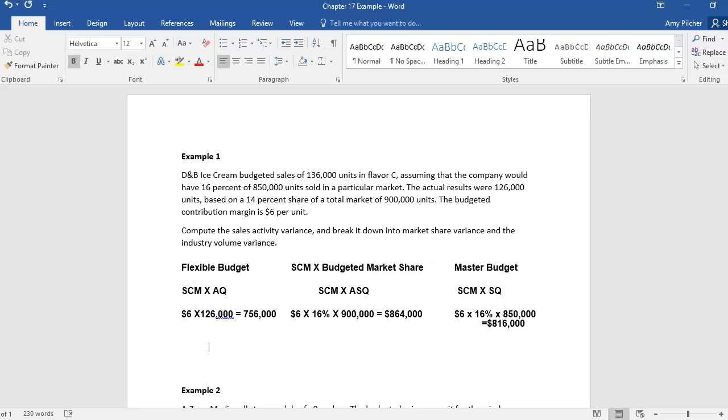So if we want to look at what our market share variance is, it's the difference between the $864,000 and the $756,000. So we have a $108,000 unfavorable market share variance.